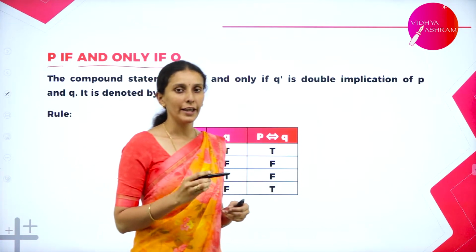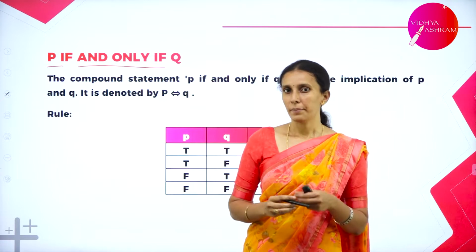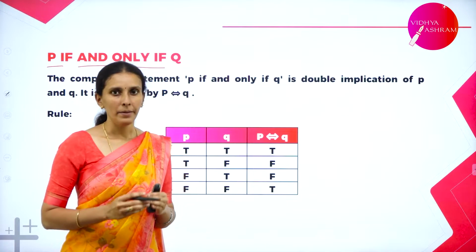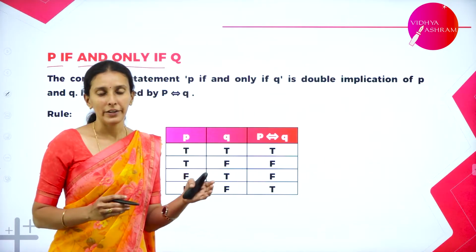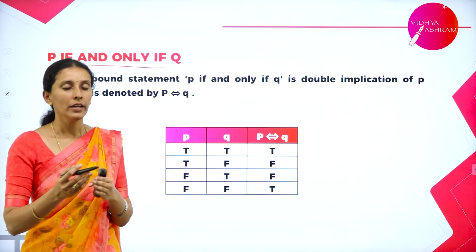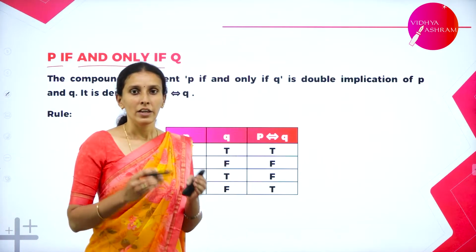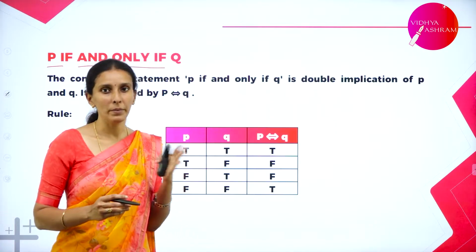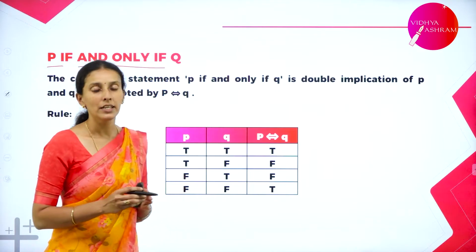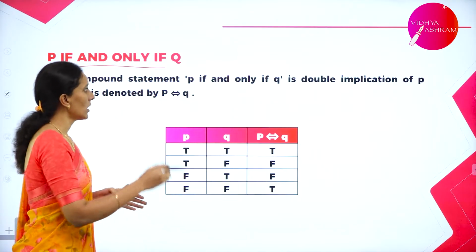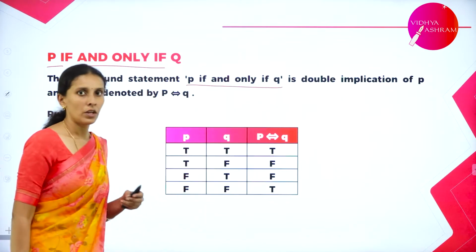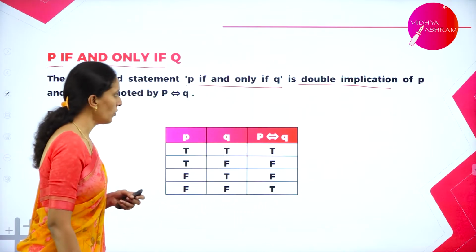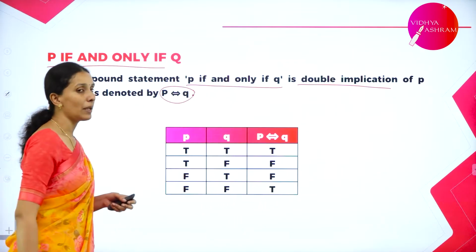So where do we use this if and only if? For example, we can come across a mathematical statement where we say it is a square if and only if all sides are equal. That means we can also say if all sides are equal, then it is a square. Whenever two statements complement each other, in such a situation we use the words P if and only if Q. This is also called the double implication of P and Q. We denote it by P double implication Q.